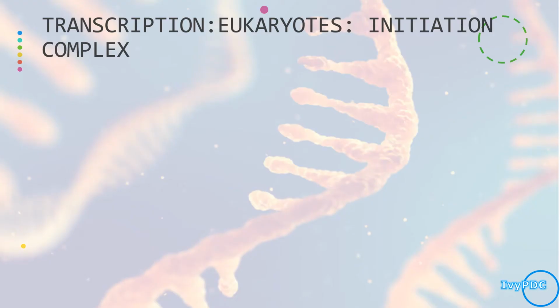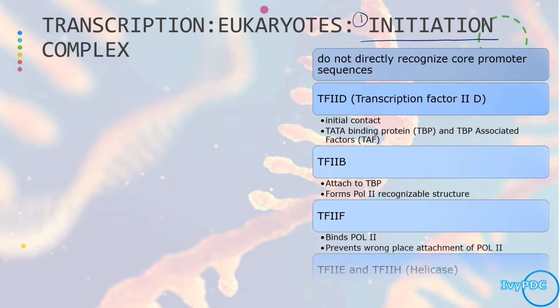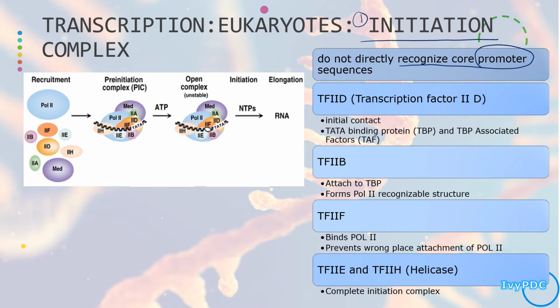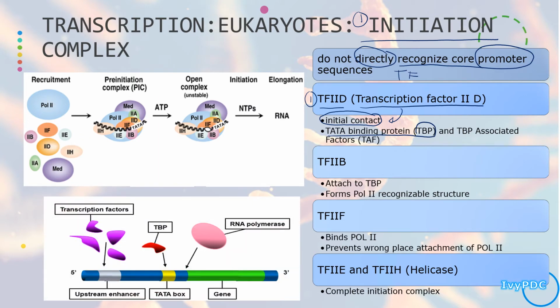The first step in eukaryotic transcription is initiation, and one of the complexities of eukaryotes is that the RNA polymerase cannot recognize the promoter of the DNA directly. It needs the help of several transcription factors. And the first of these transcription factors is TFIID, or transcription factor 2D. This is the one that makes the initial contact with the DNA. The TFIID is made up of the TATA binding protein, or TBP, and the TBP associated factors, or TAFs.